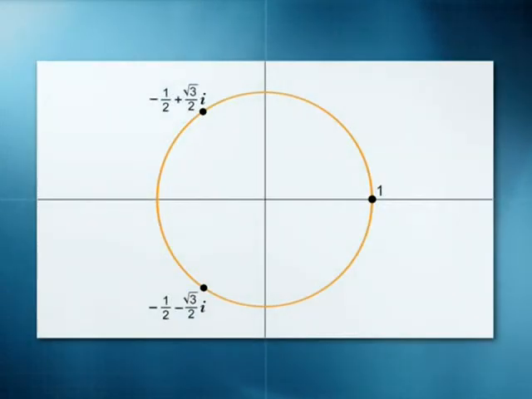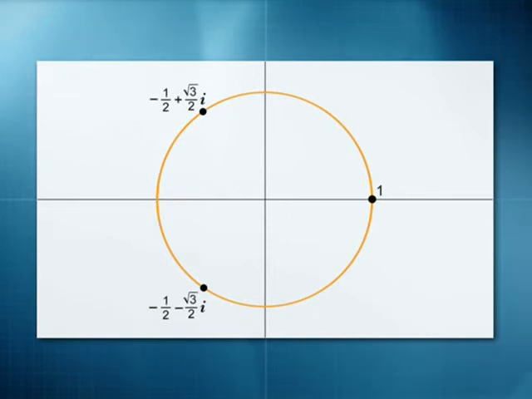Here's a picture of the 3 numbers. 1 is over there on the x-axis, and then we have a number in the second quadrant and its mirror image in the third quadrant, the complex conjugate of it. These 3 numbers are equally spaced on that circle. The cube roots are equally spaced on the circle.